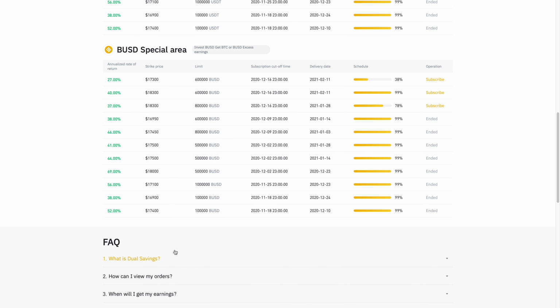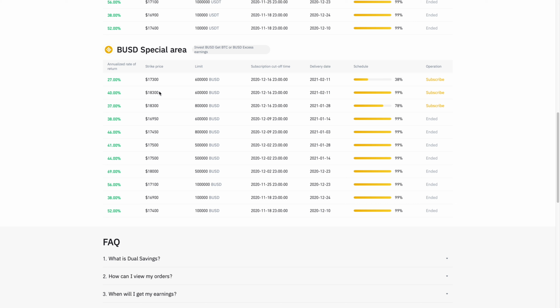Now, what I want to do is bring your attention to three parts that are, I guess, the more important parts. Number one is the annualized rate of return. The second is the strike price. And the third is the delivery date. The delivery date means the day which they will give you either Bitcoin or, in this case, BUSD. So this will be the date where you get your money.